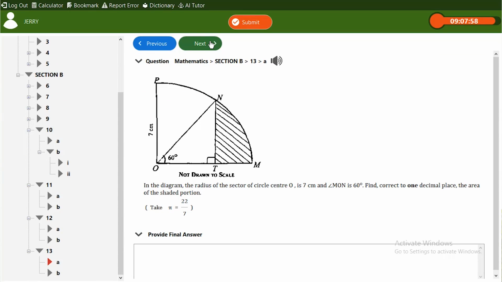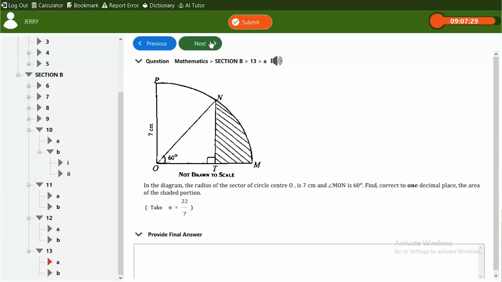Now we are on question number 13. We are gradually running down the time. So this is a shape in the form of a quadrant. Let's see what they call the diagram. In the diagram, the radius of the sector of a circle center O is 7 cm and angle MON is 60 degrees. Find, correct to 1 decimal place, the area of the shaded portion.